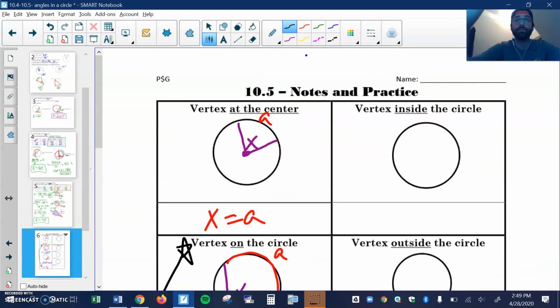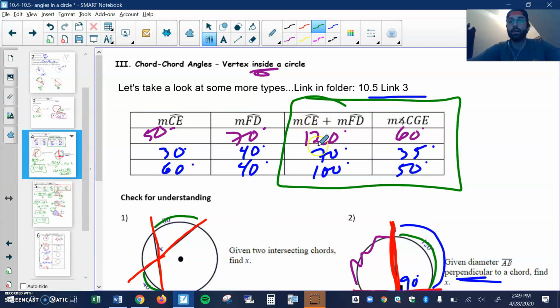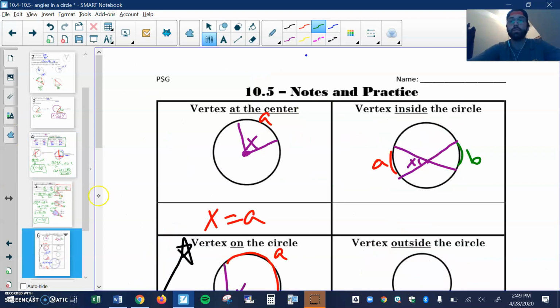When it's inside the circle, floating inside, so here's my angle. It can be at the center or whatever, it doesn't matter. So here's the angle X right there. Here's my vertex. Here's arc A. Here's arc B. When it was inside the circle, remember, I added the arcs and divided by 2. So X is going to equal A plus B over 2. Or X times 2 equals the sum of these 2. It's also an appropriate way to think about it.